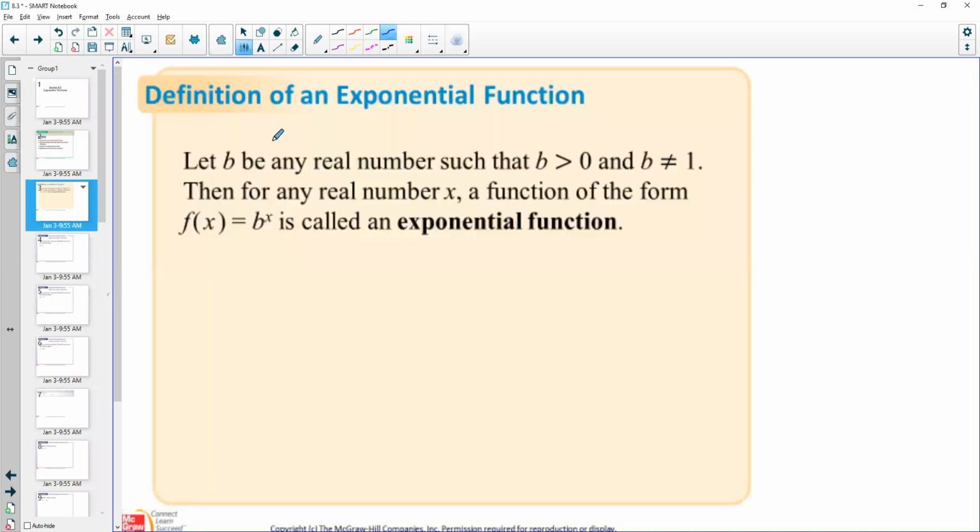Basically, an exponential function is a function with an exponent. If b is any real number such that b is greater than 0 and not equal to 1, for any number x, a function of the form f(x) = b^x is an exponential function, okay? So the functions in this section are going to have exponents.